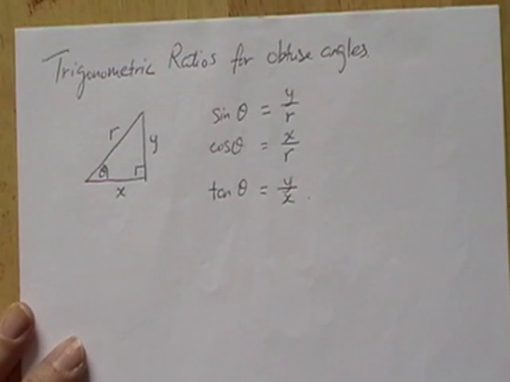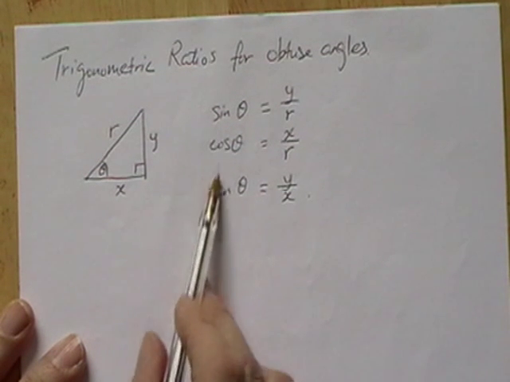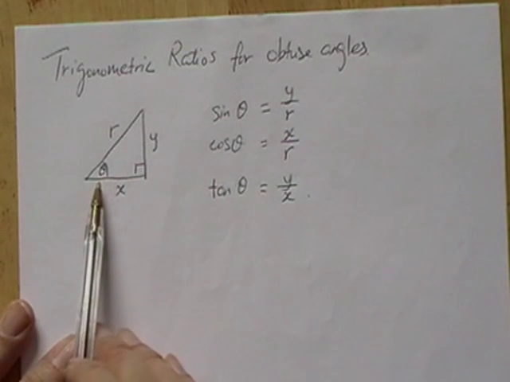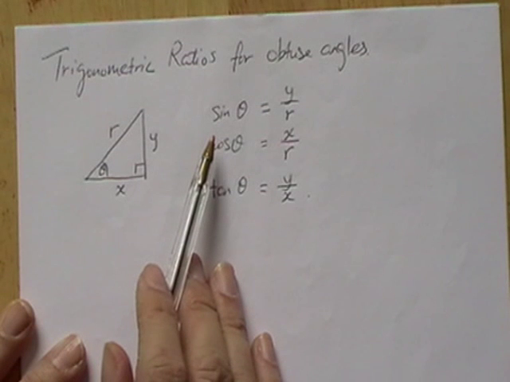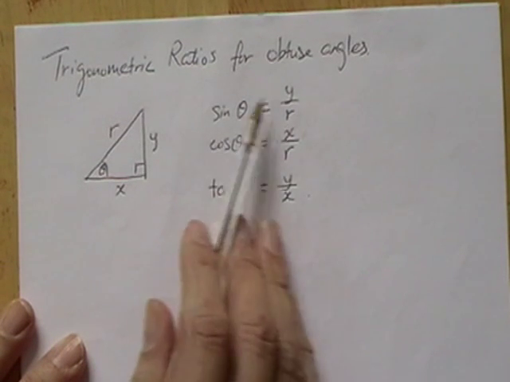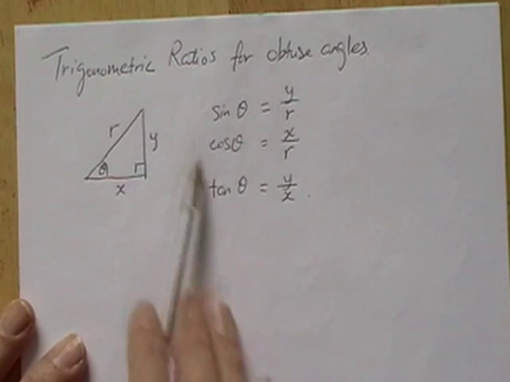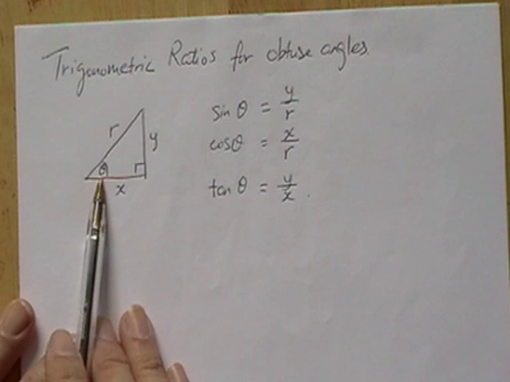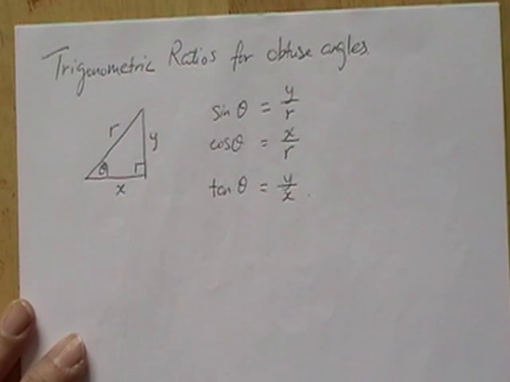So that's the basic meanings of these trigonometric ratios. But this also means that they are only meaningful, as they are defined here. They are only meaningful if the angle is acute. We can see from this triangle.